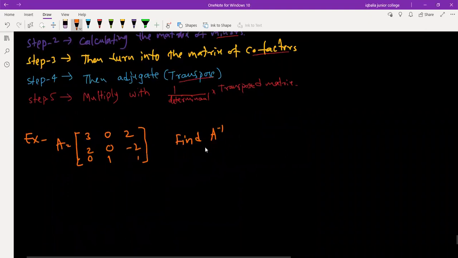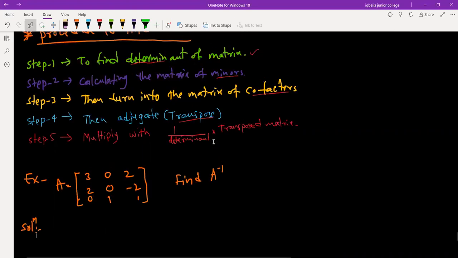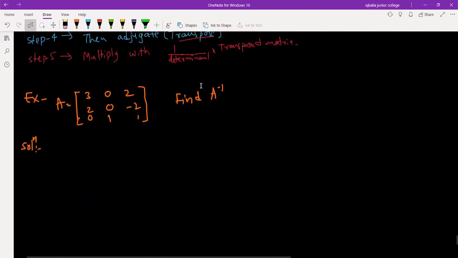Okay. So here the solution will be, in the examination, you don't need to write step 1, step 2, step 3, step 4, step 5. I told you, this is the way you can find the inverse. Just keep all these things in your mind, order by order. Okay. So here, first of all, the first step is to find the determinant. So first of all, we are going to find the determinant of A.